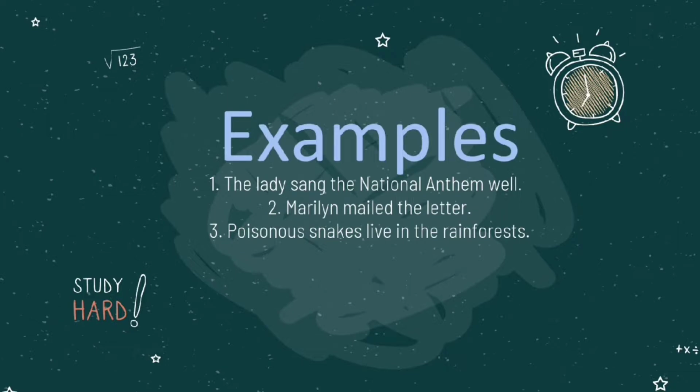Here are some more examples. Number 1, the lady sang the national anthem well. Number 2, Marilyn mailed the letter. And number 3, poisonous snakes live in the rainforest.